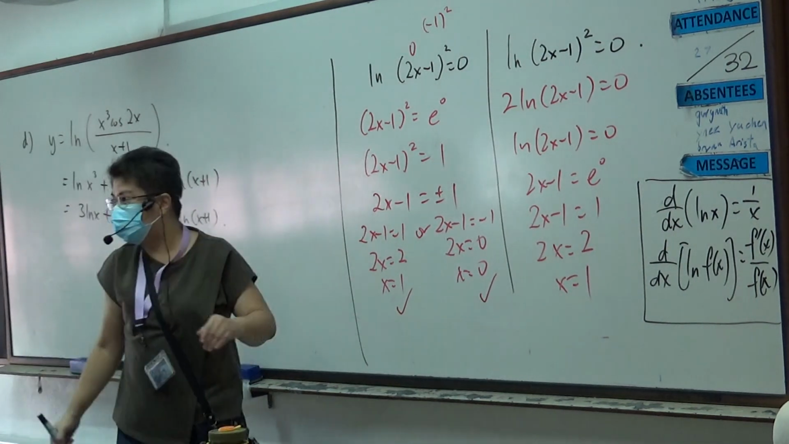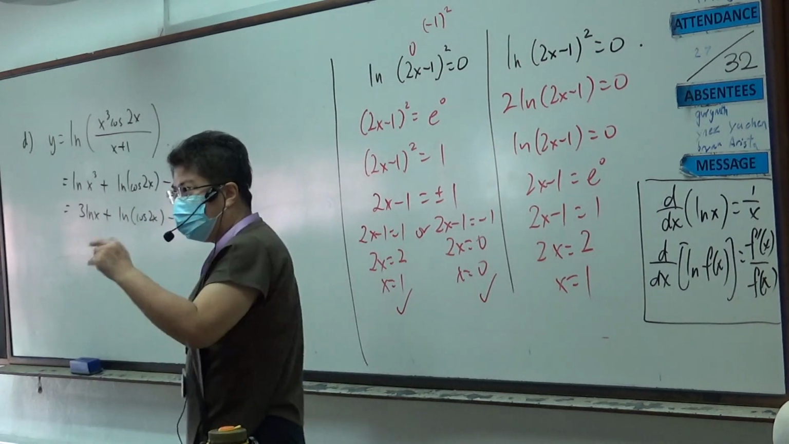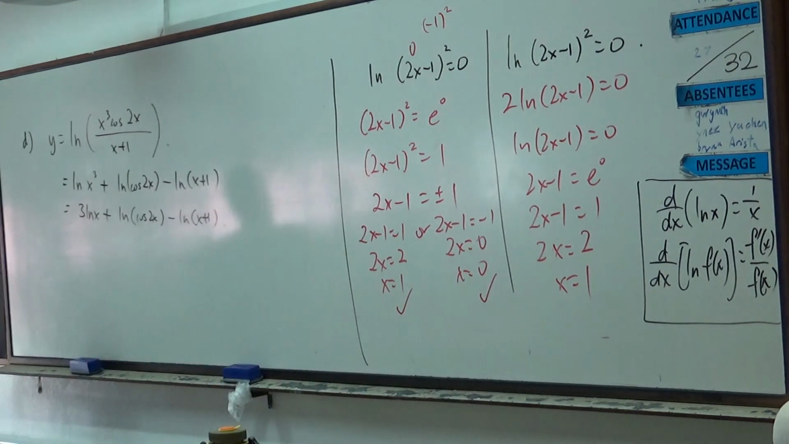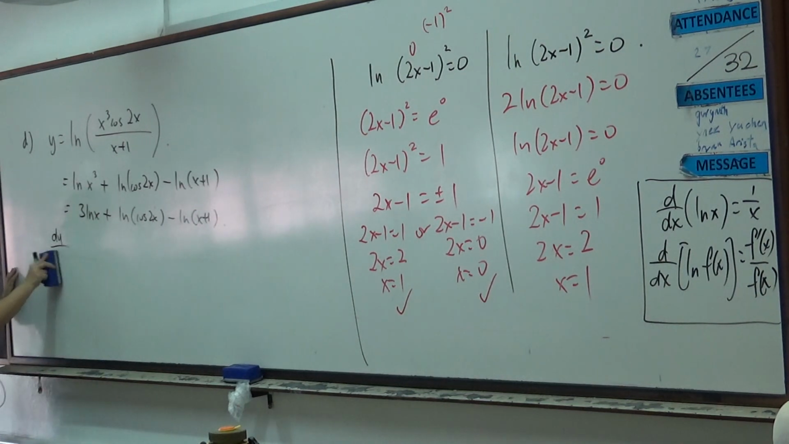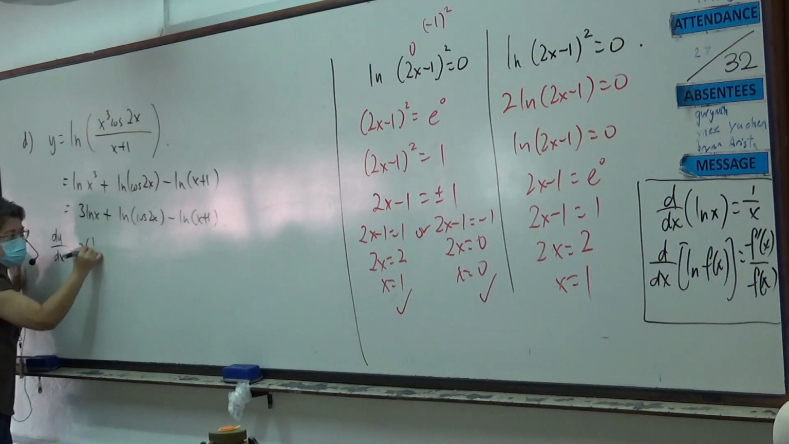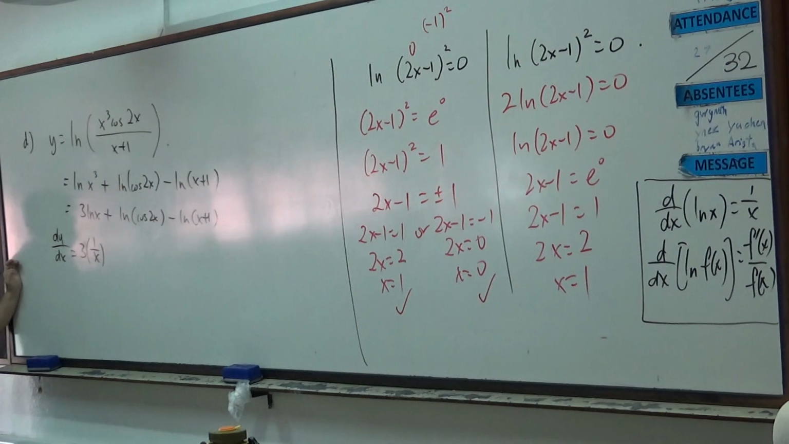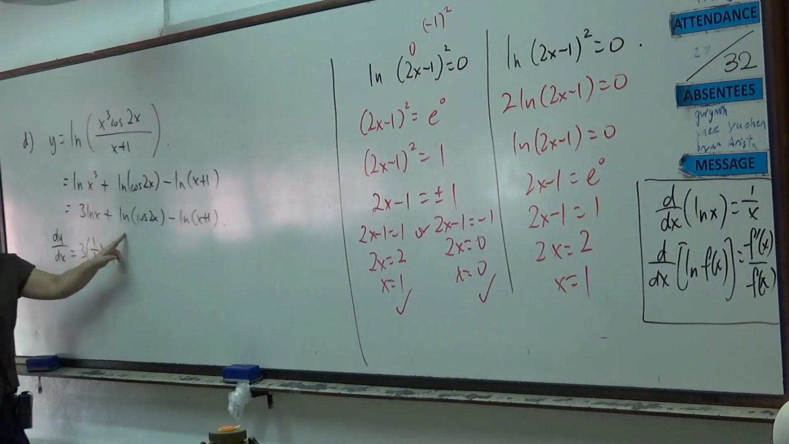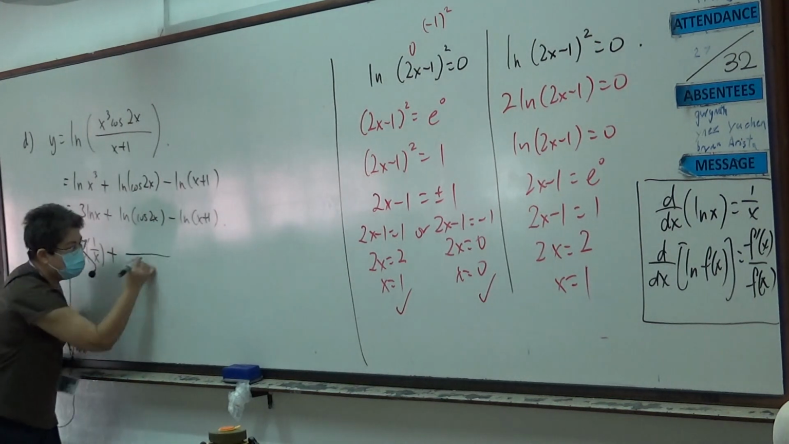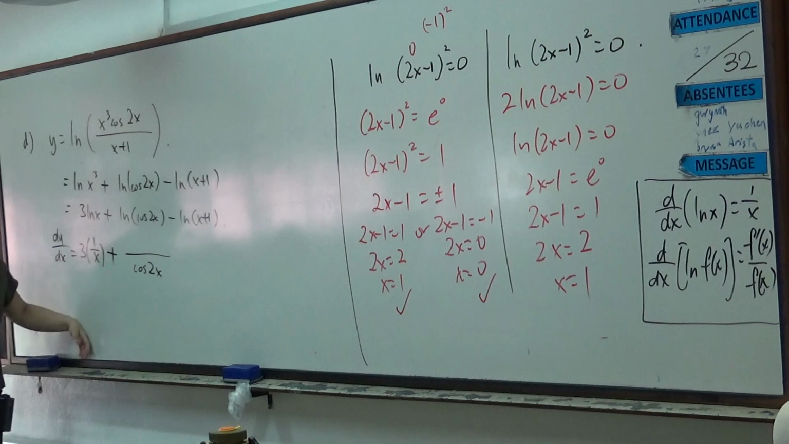Everybody okay until here? Why am I saying that? Why did I say that I'm making life easier for you? All look up. When I differentiate 3 ln x, it becomes 3 over x, right? Plus, ln of this, it will be cosine 2x, correct?